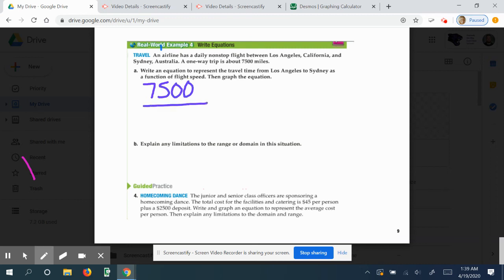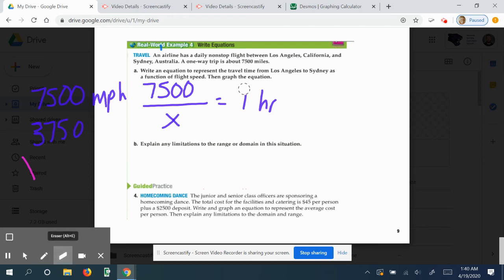All right, so we're asked to write an equation to represent travel time as a function of flight speed, then to graph the equation. So we want to go 7,500 miles over x for some speed. So if, let's say, for example, we can go 7,500 miles per hour, right? Then this would be 1 hour, right? Or if it was less than that, like 3,700, right? And so then that would take 2 hours, right? And so on and so forth, right? And so what we can do is we could graph it. I'm not going to graph it on Desmos because I think you could figure out what this is, right?